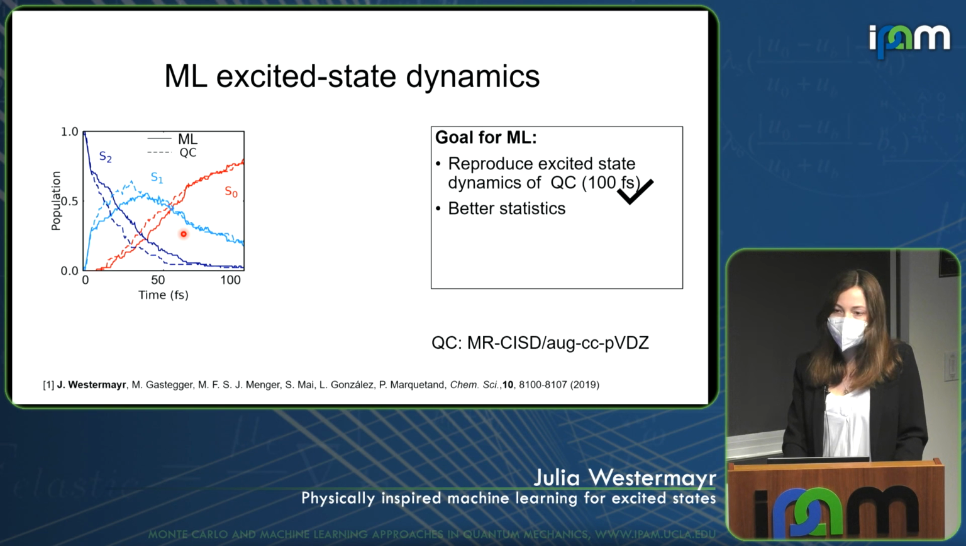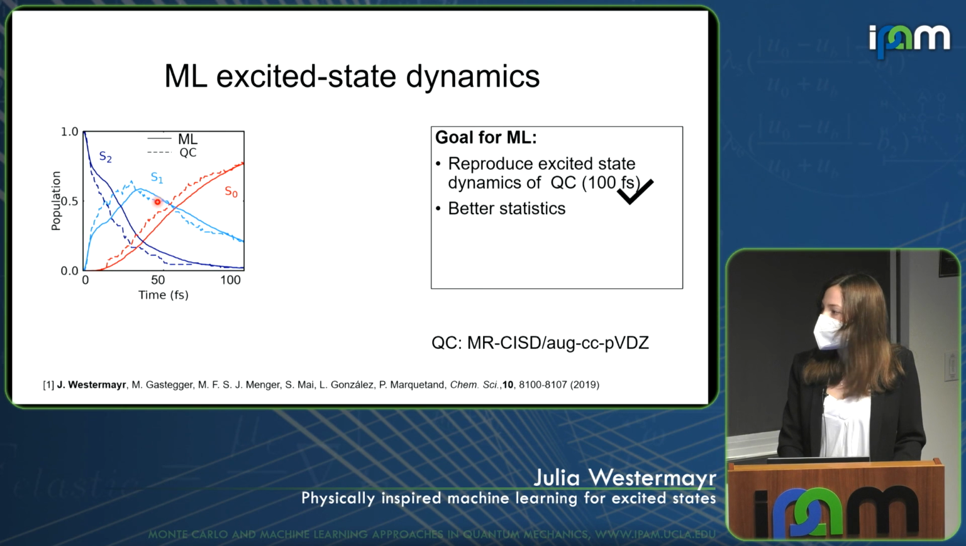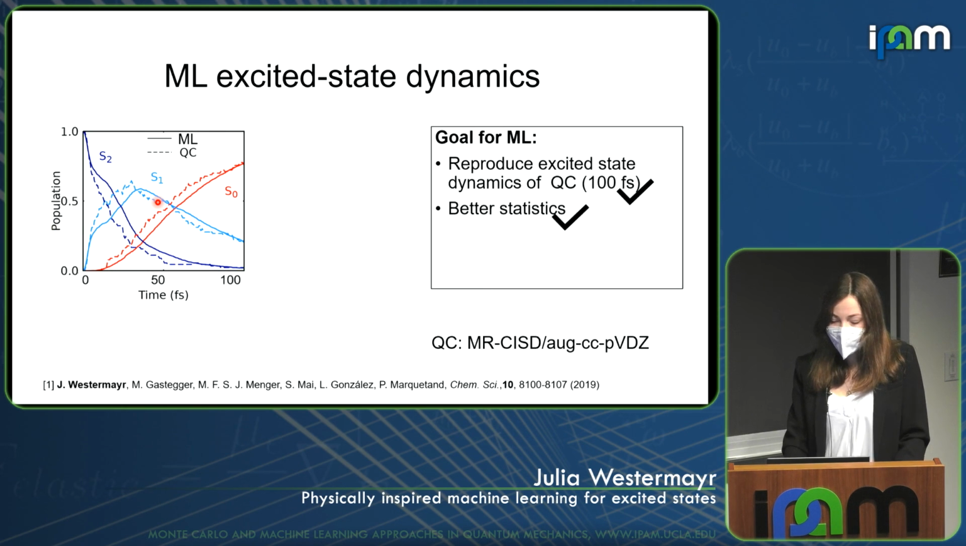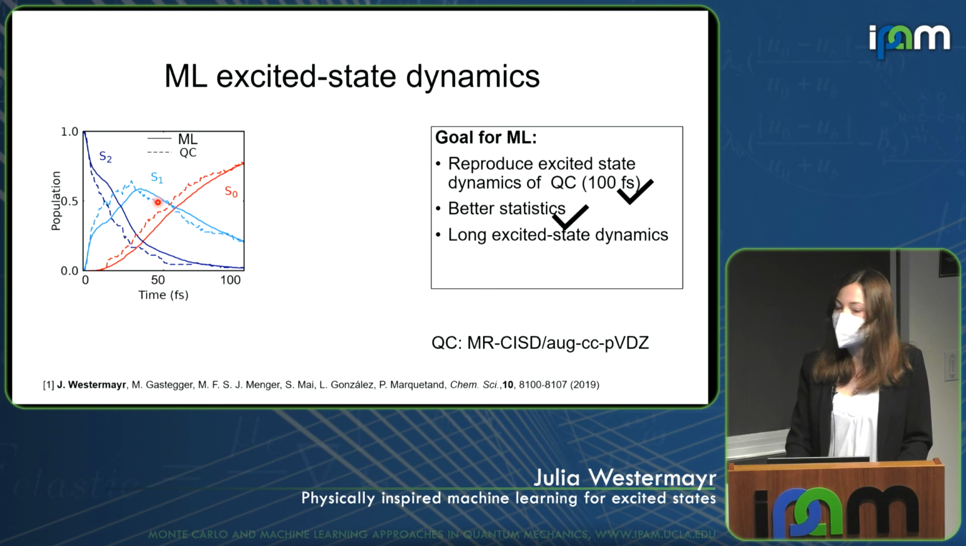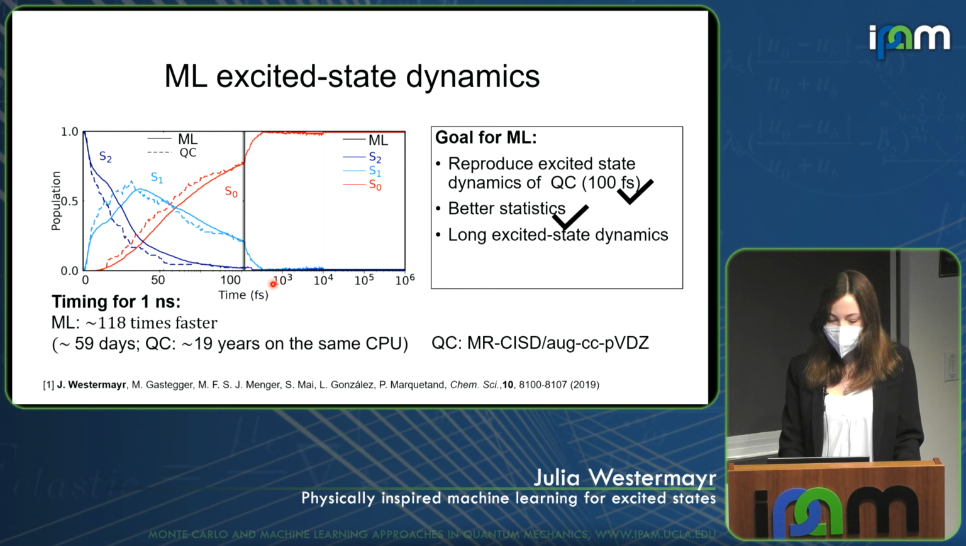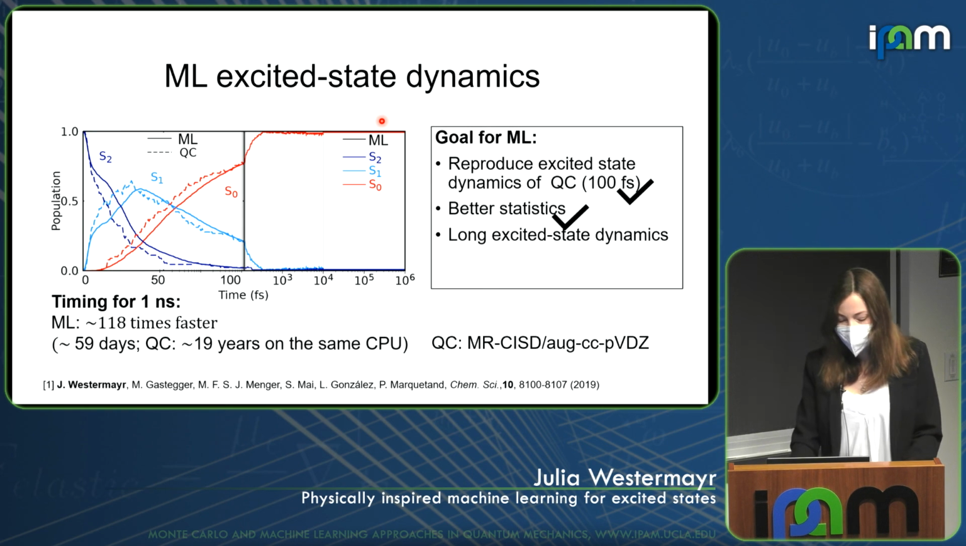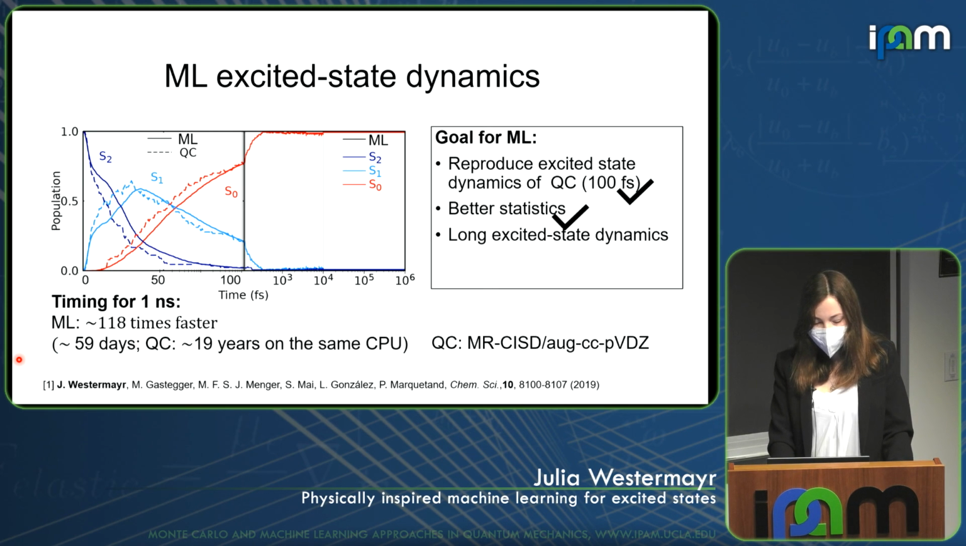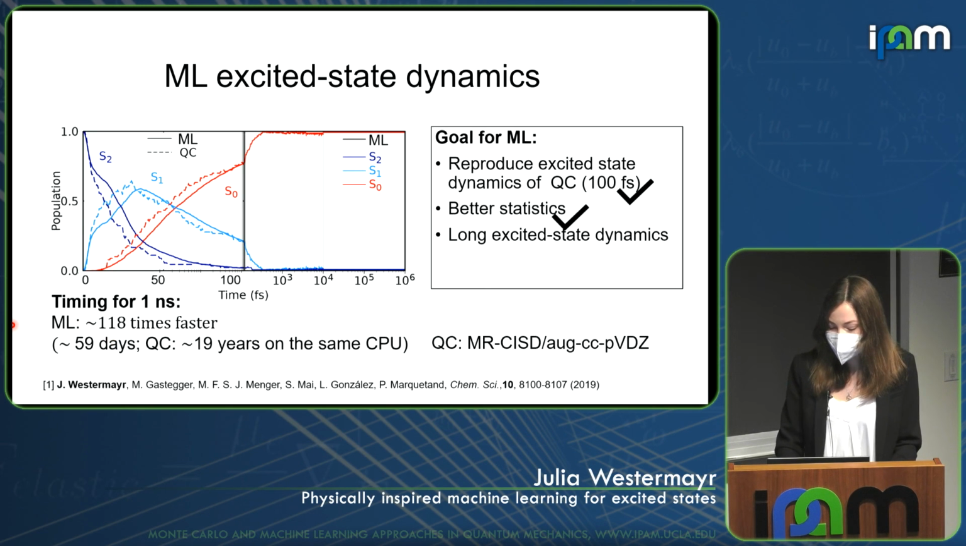Because machine learning is much more efficient, we also could compute many thousands of trajectories and get better statistics. And we smoothened the population curves. And this is important if we want to sample, for instance, rare reaction events. And finally, we wanted to see whether we can go beyond the timescales that are feasible with quantum chemistry. So we simulated the first nanosecond simulation for excited states. You can see that the population is transferred to the ground state as expected. But we could achieve this in about 2 months. Today, we would be faster. But with quantum chemistry, it would have taken us about 19 years, and I'm very happy I didn't have to do this during my PhD.